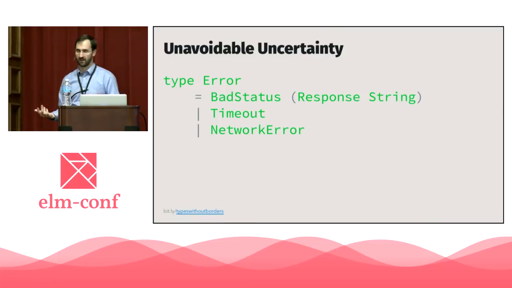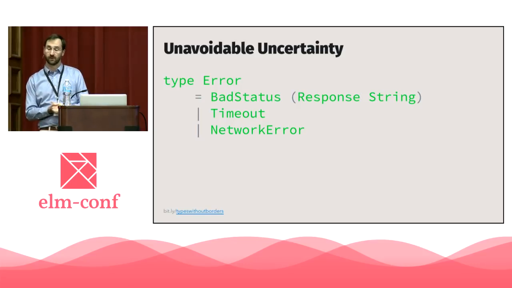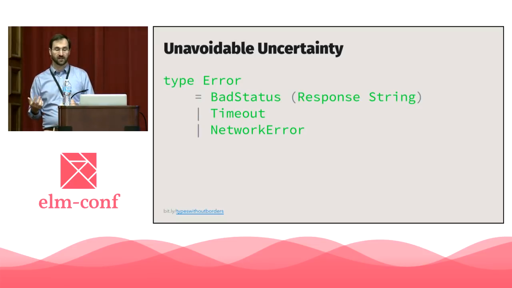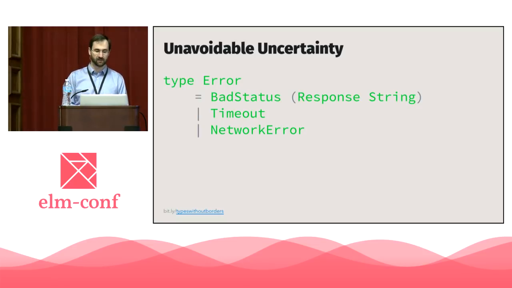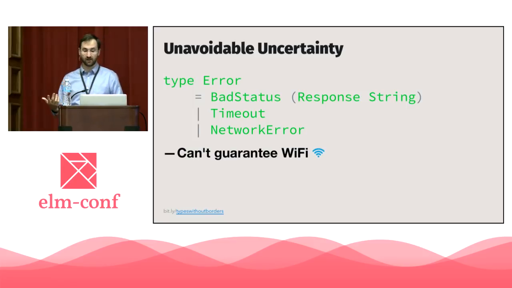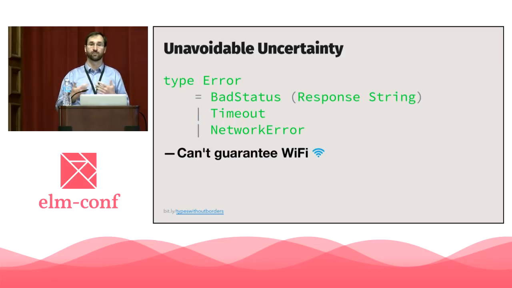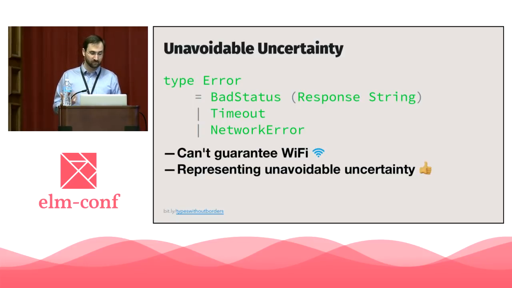So what is unavoidable uncertainty? Well, this is from the HTTP error type in Elm. You can either have a bad status, a timeout, or a network error. And as far as I know, there's no way to guarantee that a user is connected to Wi-Fi. So it's really nice to know if there's a network error. I can have some compiler support to say, hey, you forgot to tell me what you want to do if there's a network error. How do you want to handle that? That's awesome. So we love having unavoidable uncertainty represented.